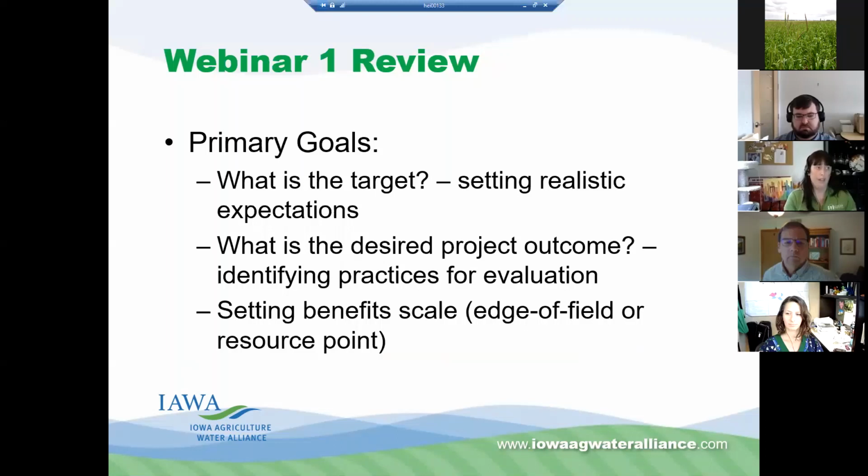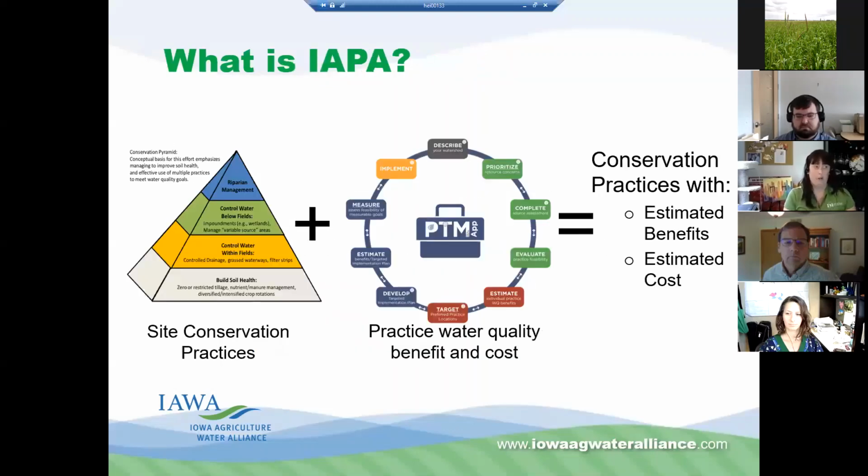The primary goal with this is setting realistic outcomes and expectations of this data. Throughout this whole process, this is what we've been trying to do. We've been looking at either edge of field or resource points, taking the two main data sets in this PTMap ACPF data to look at how this works best for the needs in our watershed. Again, a quick overview of the ACPF data, PTMap data, getting your cost benefits and targeted practices with that.